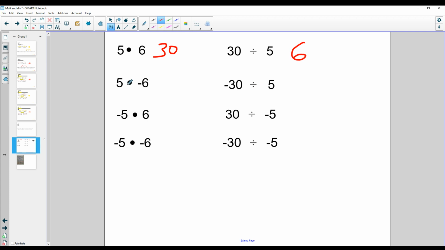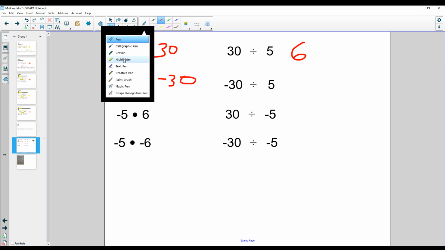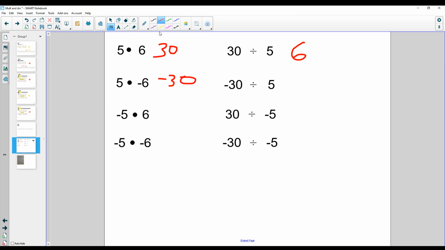What's 5 times negative 6? One way you can do it is 5 groups of negative 6. If you draw negative 6 five times, you'll get negative 30. But another way I look at it is this way.